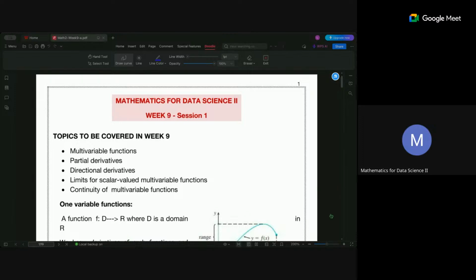and properties and other things about multivariable functions only. Okay, so in your math one, you would have covered most of the topics we are going to see for single variable functions. Okay, so now we will see everything for multivariable functions.